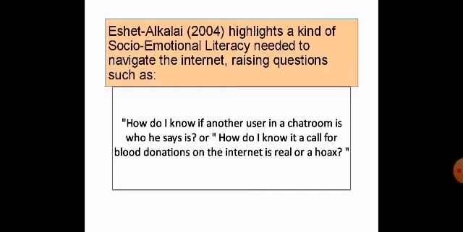According to Eshet-Alkalai 2014, this highlights a kind of social-emotional literacy needed to navigate the internet, raising questions such as, sometimes we tend to ask, what if the person we are chatting with, is he real, is he a scammer, or maybe a person with bad intentions? So it raises the question, how do I know if another person in a chat room is who he says he is, or how do I know if calls for blood donation on the internet are real or a hoax? Meaning, is it true or not.